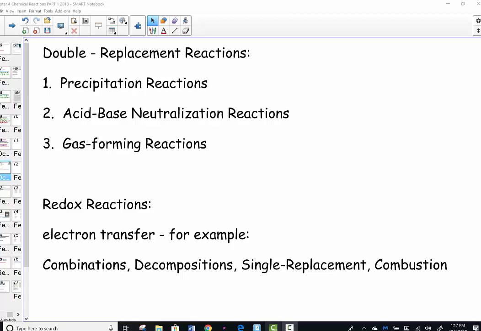Reactions, but I only had 2 of the 3 driving forces. We talked about precipitation reactions, molecular, ionic, and net ionic equations, and we used our solubility table to find the driving force, that insoluble product. We talked about acid-base neutralization, where an acid starts with an H and a base ends with an OH, and the driving force is making molecular water.